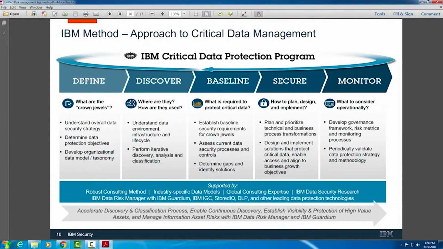So mainly this IBM Data Risk Manager, we use this IBM Critical Data Protection Program. It's like CDPP. So here your main idea is, first you have to define. So when we approach a customer, first of all we ask them what are all the key data that is residing on their infrastructure and what are all the critical crown jewels, and then we have to discover those data.